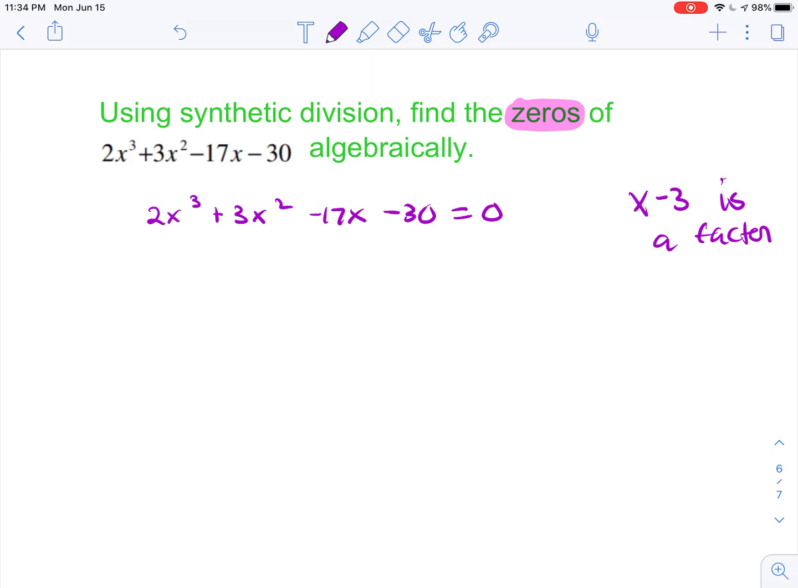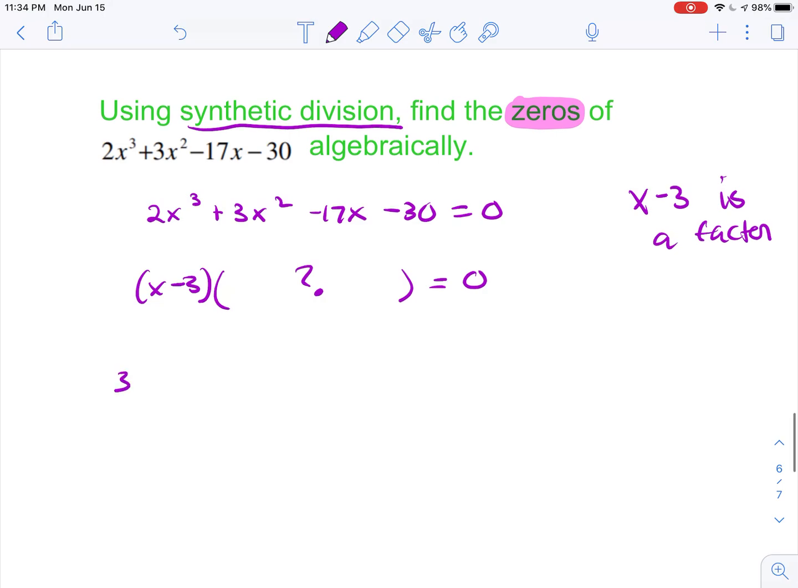So what does that mean? Well, that means x minus 3 divides into this evenly, being multiplied by some other polynomial. Well, how do we find this polynomial? That's where the synthetic division comes in. What is x minus 3 multiplied by to get that remaining parentheses? So how do I do this?